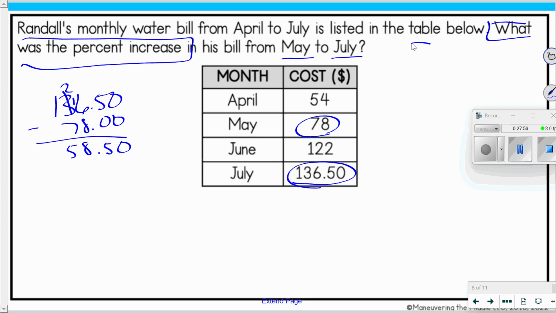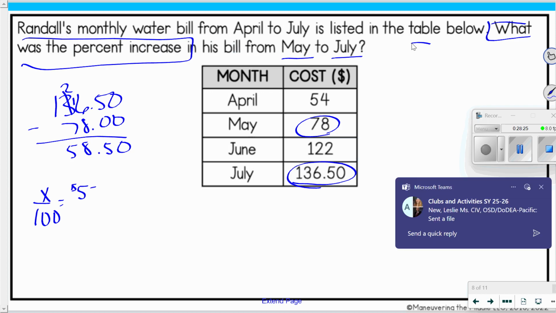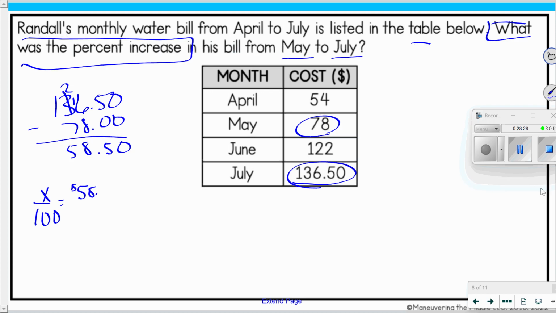Okay, the reason I don't worry about June, I'm only comparing May and July. So when I'm talking about the difference in the bill, I'm saying where am I starting, where am I going? The part that's in between really isn't relevant because it's just asking how to compare in these areas. So in this problem, I don't need June. So now I'm trying to find the percent. I don't know it, so that's going to be the X over 100. My change I just found out was $58.50. What was my original?